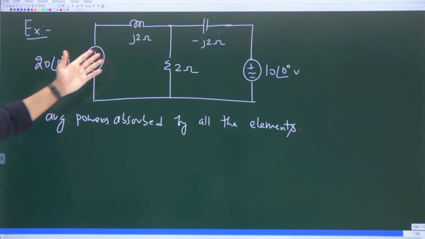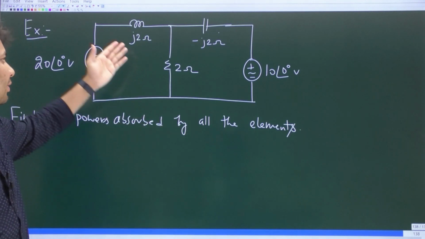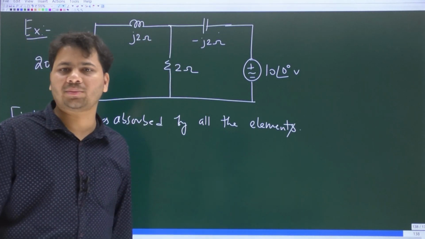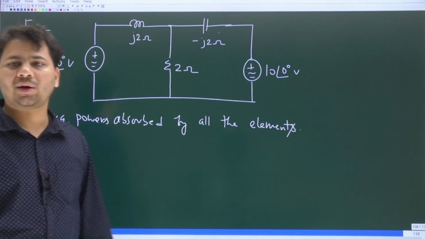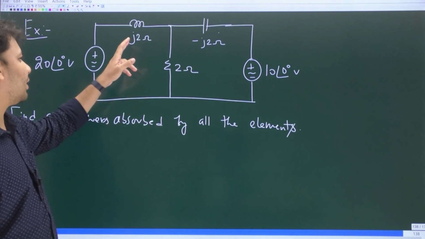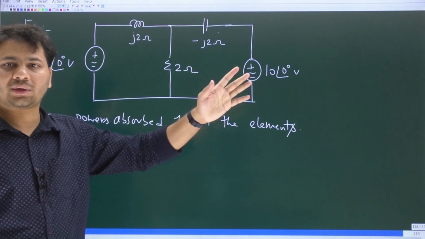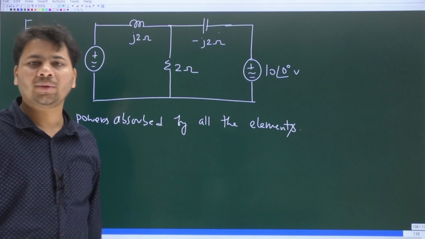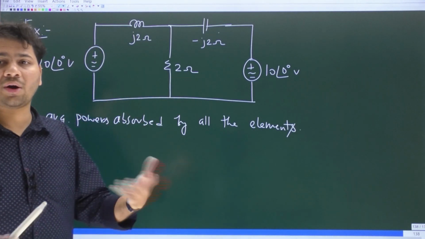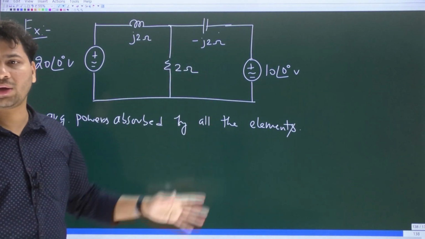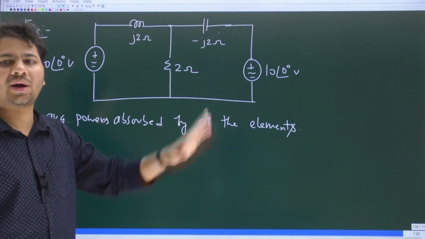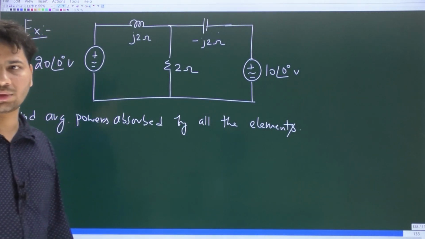In fact, for the two reactive elements, that is, for the inductor and also for the capacitor, directly we can say the average power absorbed is 0, because reactive elements do not absorb any average power. But for the resistor it is not 0. And how do you find that? By doing analysis and finding either the voltage across the resistor or the current flowing through the resistor.